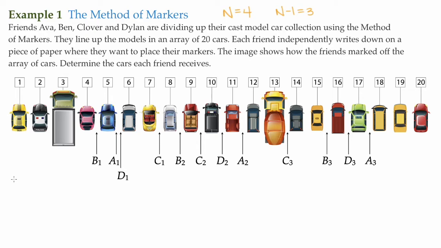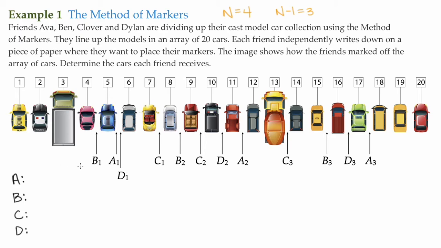So the first thing I'm going to do is I'm just going to list down the players here. We have Ava, Ben, Clover, and Dylan. And then starting from the leftmost part of the array, at the very beginning of the array, we're going to go across until we come across the first marker. And the first marker is listed with a subscript of 1. B will be for Ben, A will be for Ava, D will be for Dylan, and of course C will be for Clover. So the subscript represents the first marker that they put down.